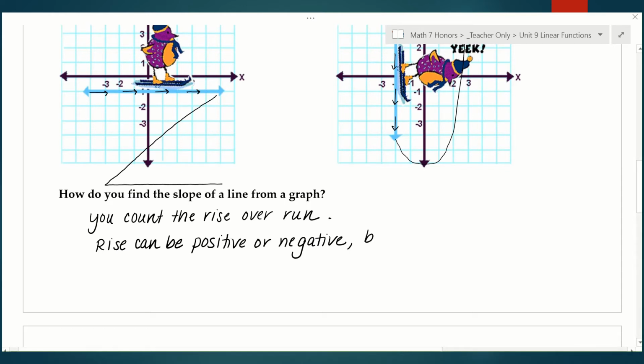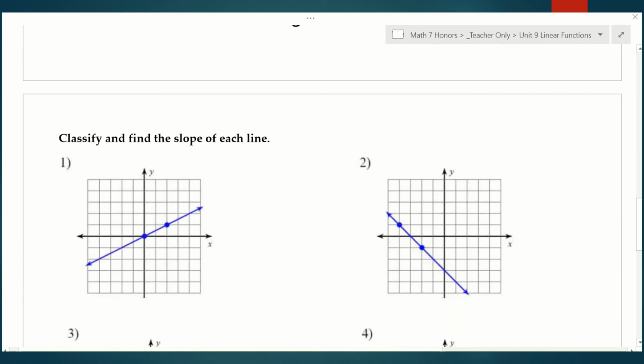But run is always positive. Okay, so this is important. When we're talking about how far we run, we're always talking about going right, okay? Because when we read, again, we're going left to right. So we're never going to look at how I go left on my line. It's always how do I go right, and right implies that it's going to be positive. Okay, so this is going to make a lot more sense when you guys see some examples here.